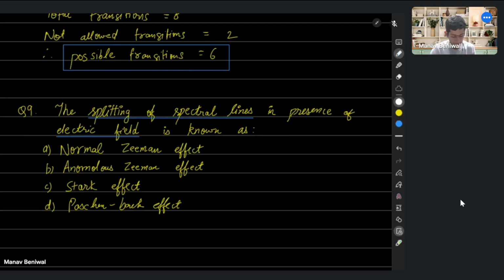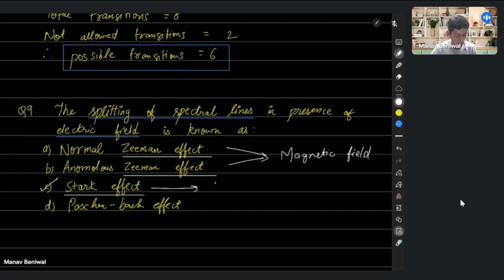So this was discussed in the class, and this is standard information that this is known as Stark effect. Now here this is Zeeman effect, right? This is also Zeeman effect. So from the name itself you can deduce that both of them are happening because of magnetic field. So there is splitting of spectral lines in both cases because of magnetic field. So here we have Stark effect, this is electric field, and this is the correct answer.